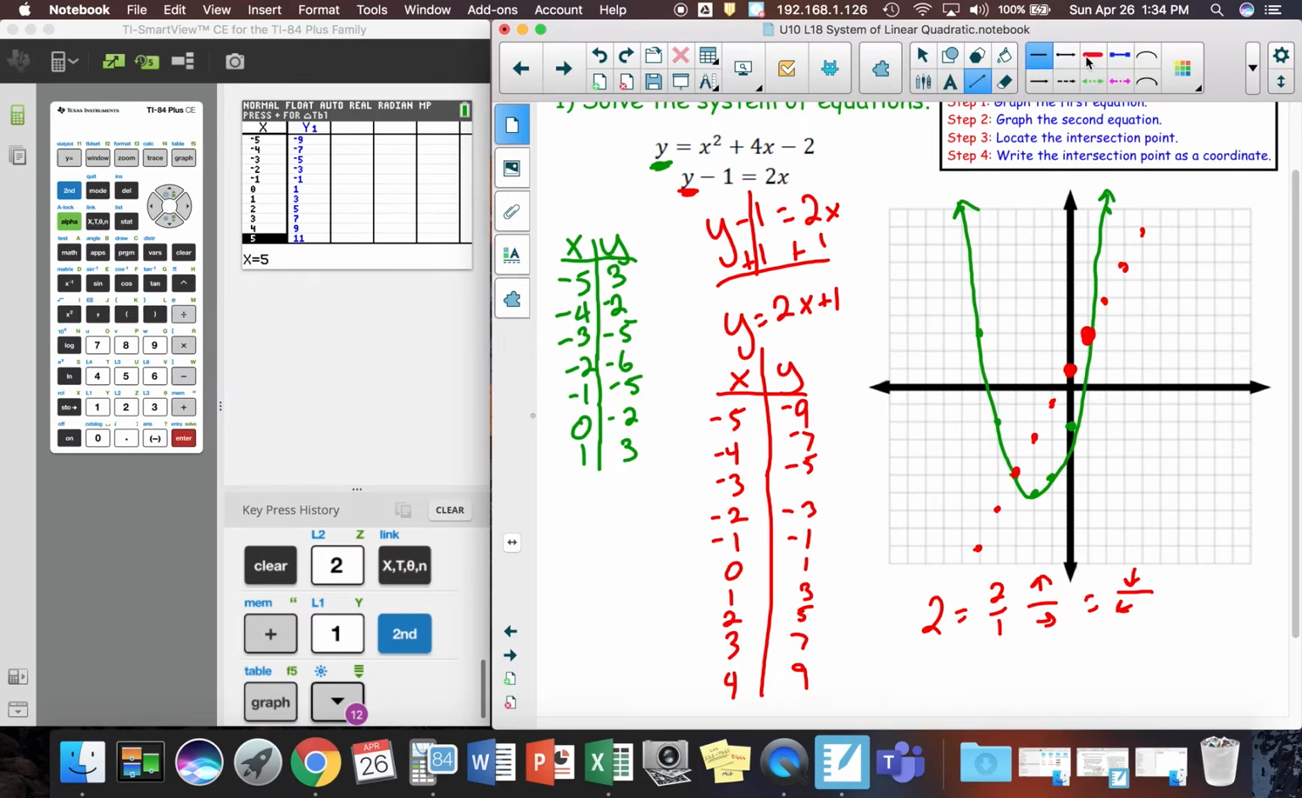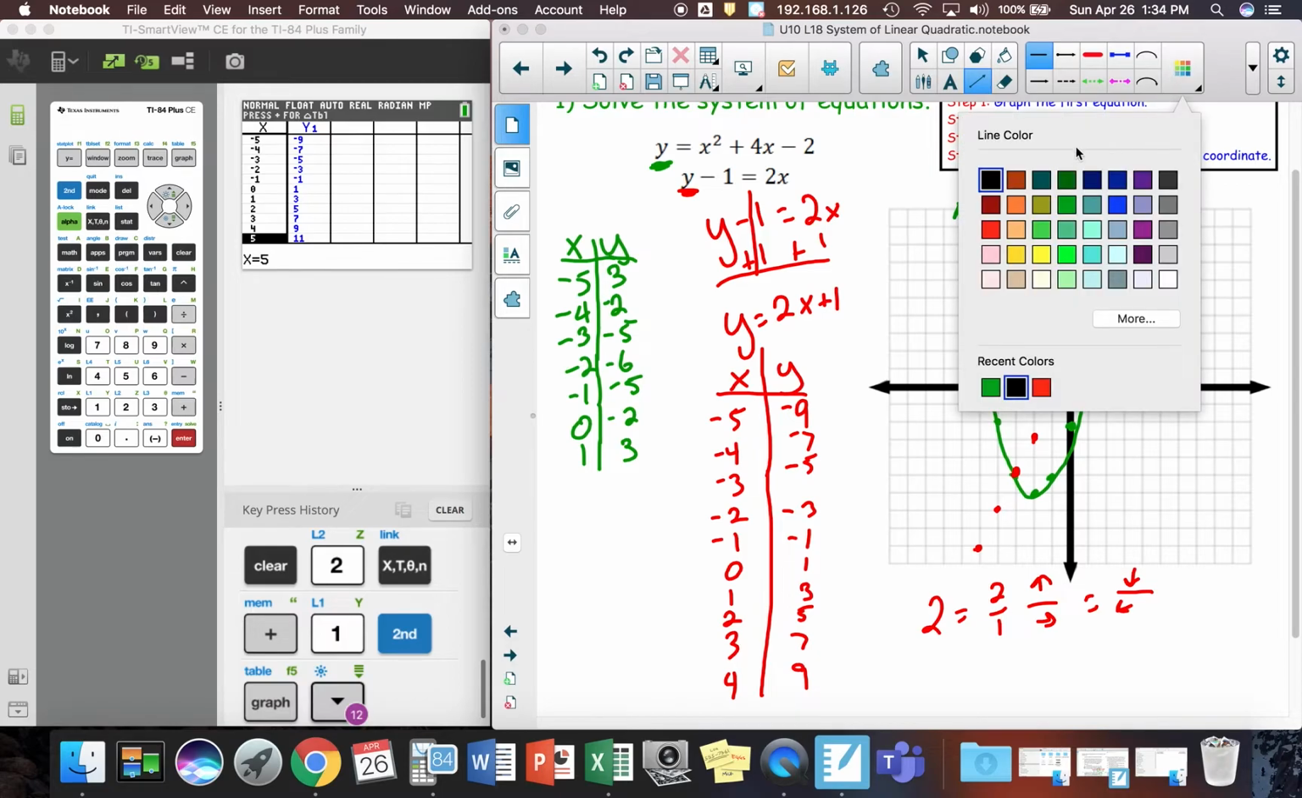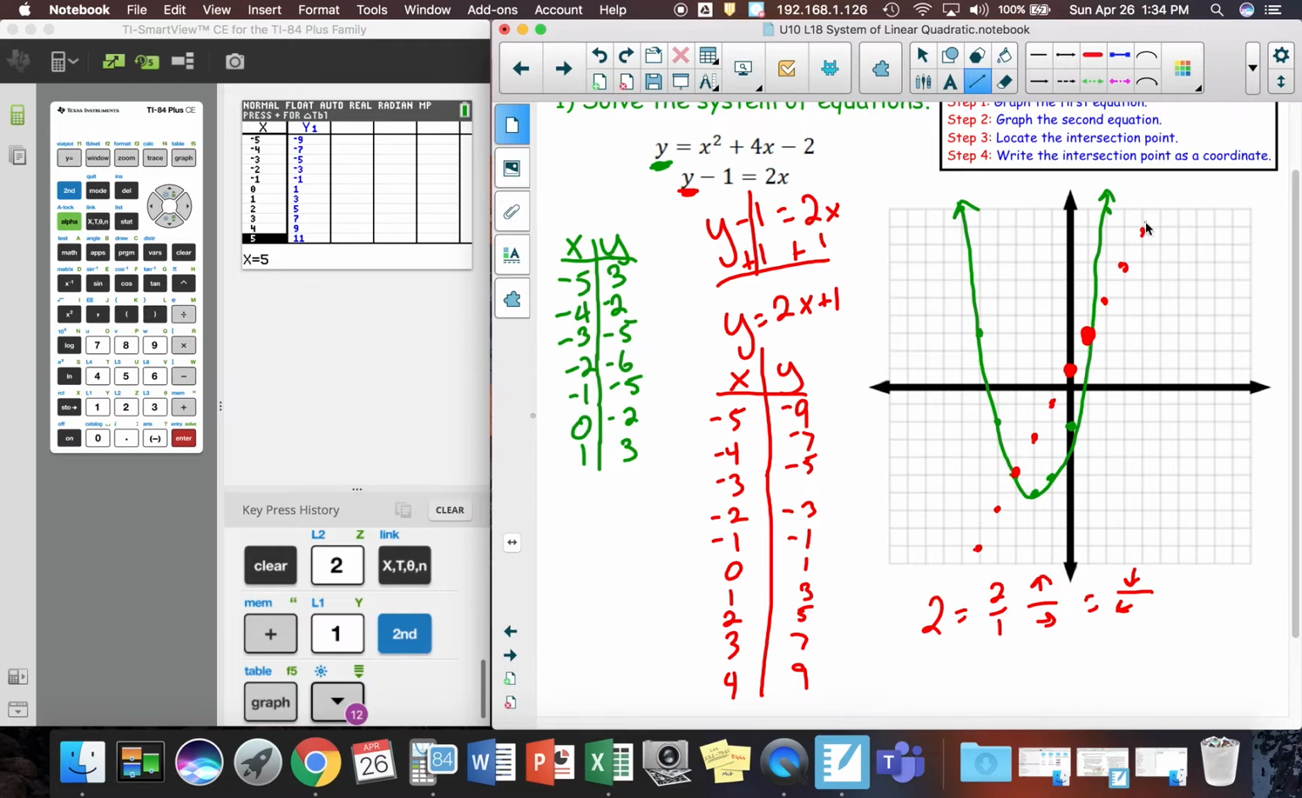I'm going to use this tool to make it as neat as possible. So I start from here, and I go all the way down to here. Here we go. And again, since this is a line, I'm going to draw my arrows because it goes forever in both directions. So I have two solution points. The first solution point is up here. I'm going to highlight it in blue so you can see it. This is my first intersection point. This is my second intersection point.